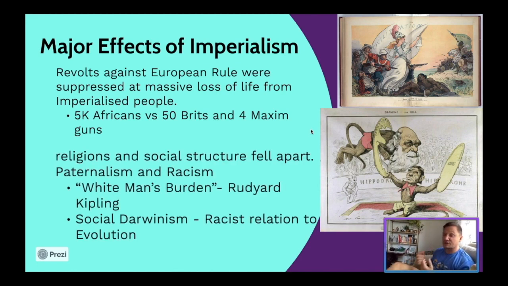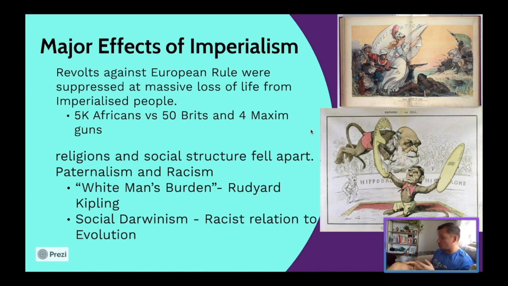And then also what you're going to see is religions and social structures are going to fall apart. You're also going to see the growth of this thing known as paternalism and racism. Paternalism is a very racist ideology that popped up in the late 1800s, where basically Europeans believed that they knew better what these people needed than the people themselves did, right? So it's taking a paternalistic view, viewing them as if they are children that needed European guidance at this point, right?